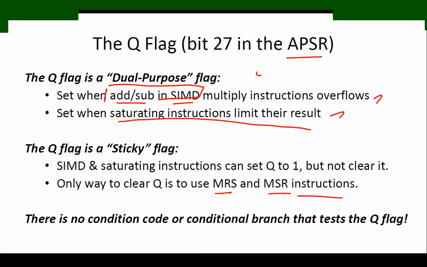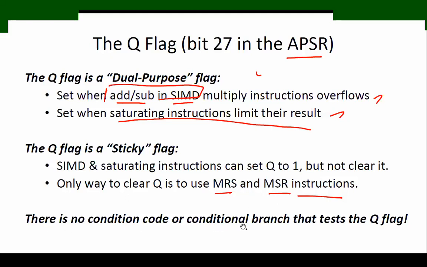Which means there is no way to clear Q. So we do not have control on Q. I can set Q to 1, but I cannot make it 0. So the only way that I can make it 0 is using these two instructions, MRS and MSR.